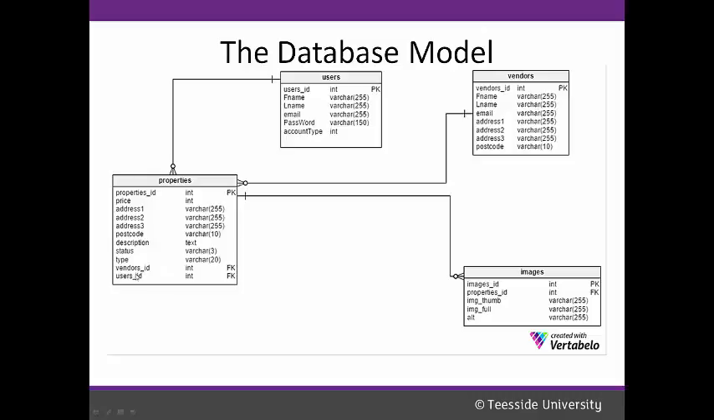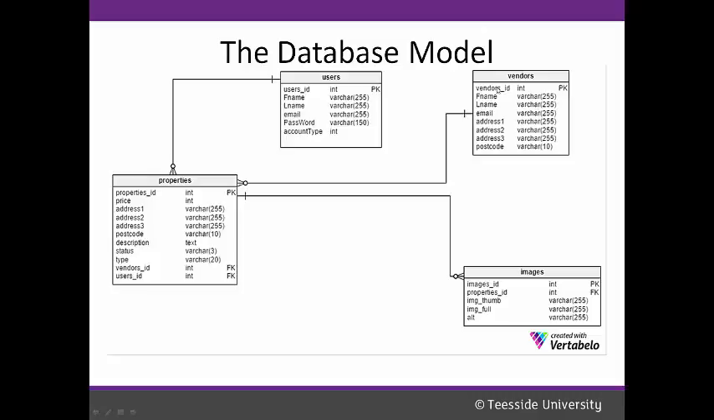Vendor's ID and user's ID. These are our foreign keys. These are our relationships back to the relevant table's primary key. So if we look at the user's ID, we have a relationship back to the user's ID.